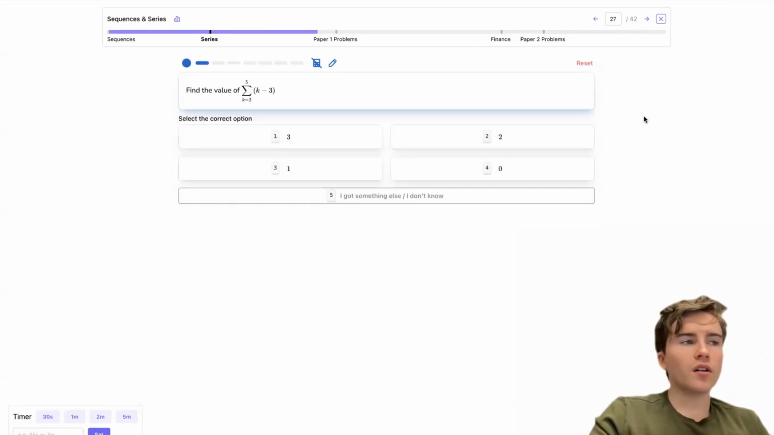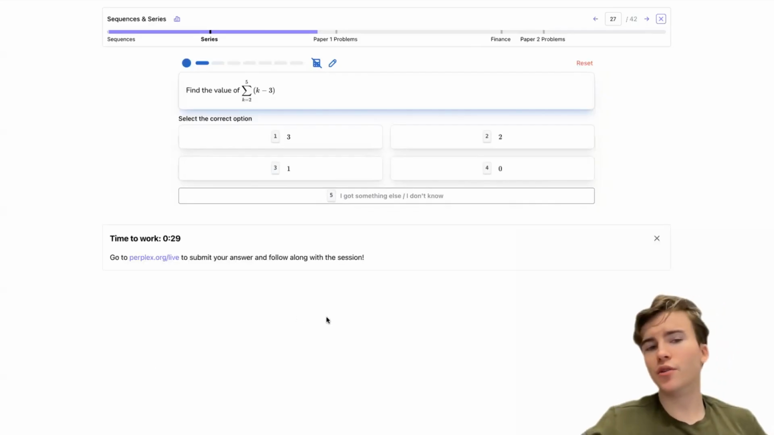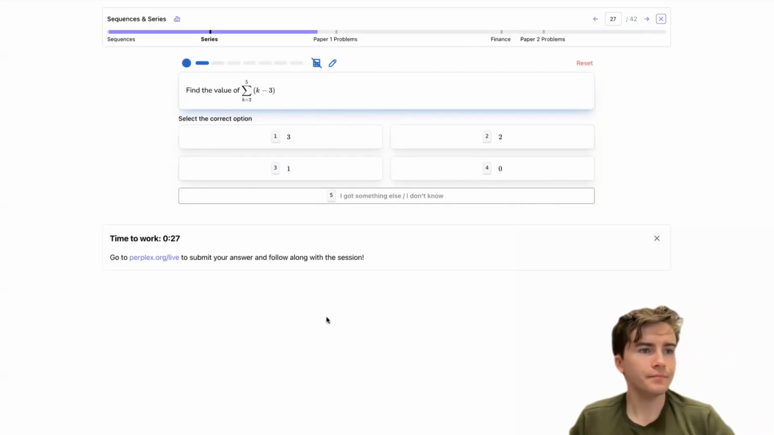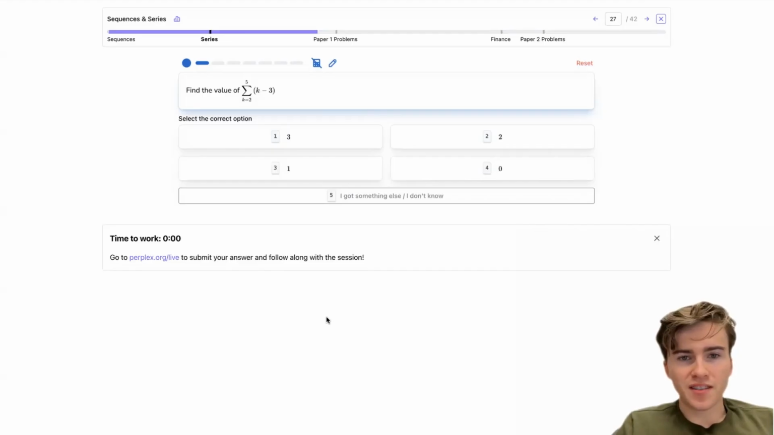All right, so I want you to evaluate this sum by hand. I'm going to give you 30 seconds. It looks tricky, but it's actually not that hard. We have the sum from k equals 2 up to 5 of k minus 3. I'm going to do this one more or less by hand.